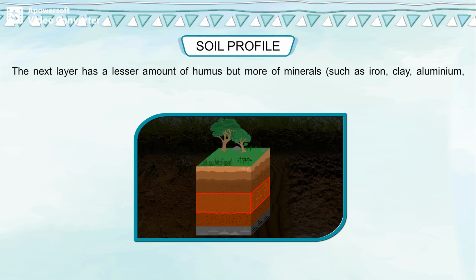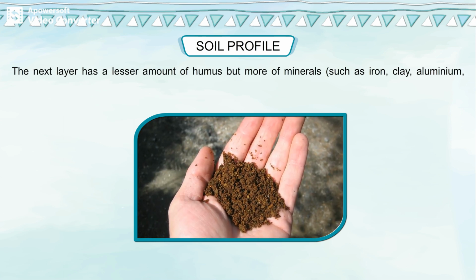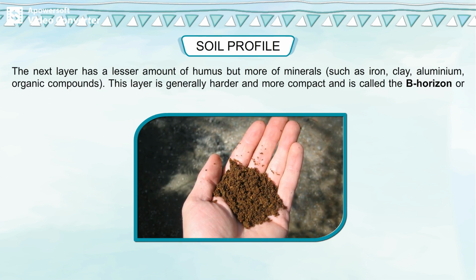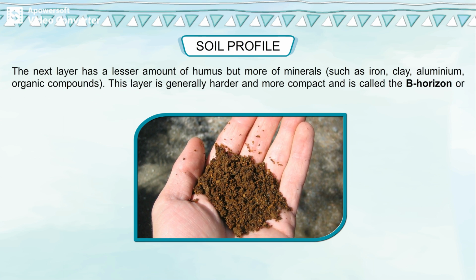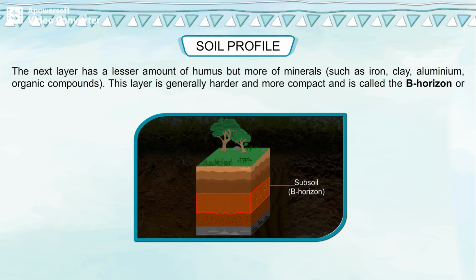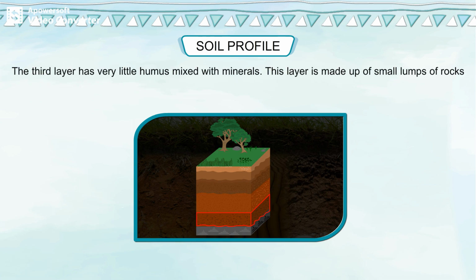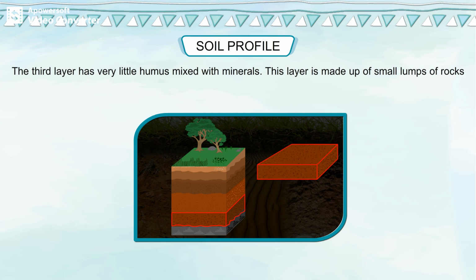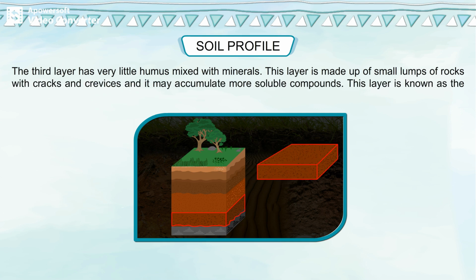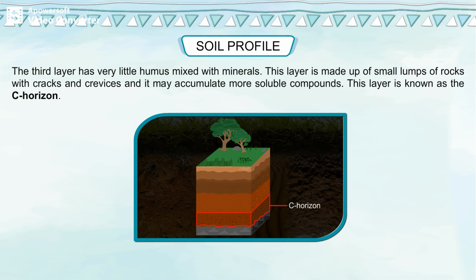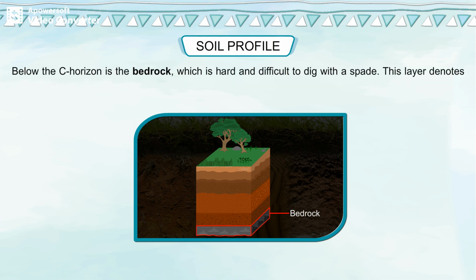The next layer has a lesser amount of humus but more of minerals such as iron, clay, aluminium, organic compounds. This layer is generally harder and more compact and is called the B horizon or the subsoil. The third layer has very little humus mixed with minerals. This layer is made up of small lumps of rocks with cracks and crevices, and it may accumulate more soluble compounds. This layer is known as the C horizon. Below the C horizon is the bedrock, which is hard and difficult to dig with a spade. This layer denotes the layer of partially weathered bedrock at the base of soil profile.